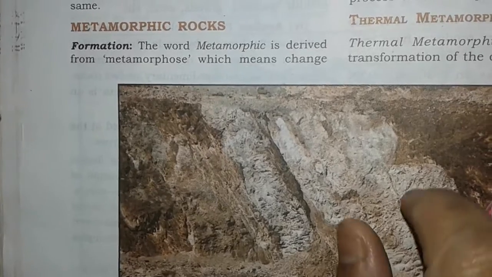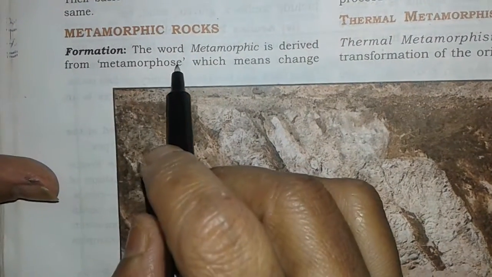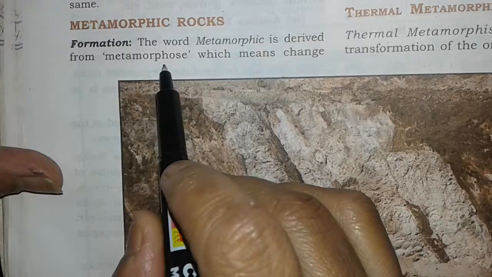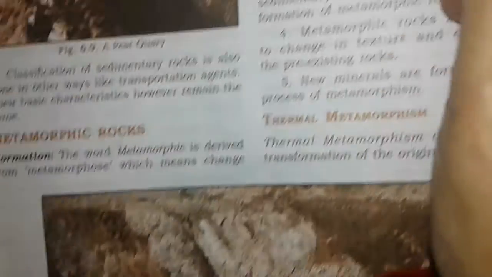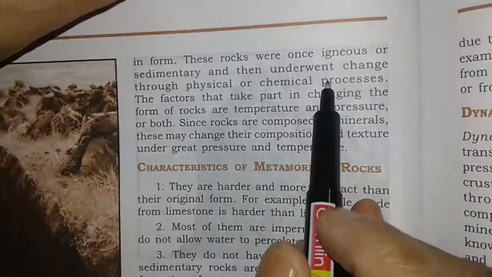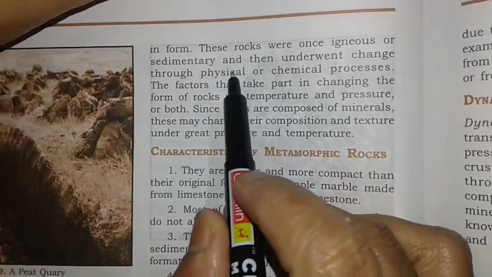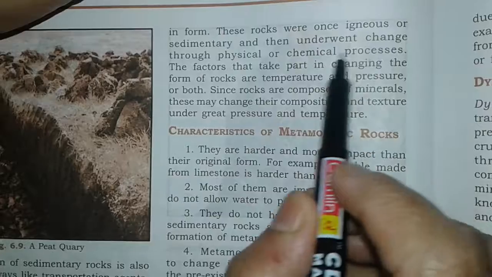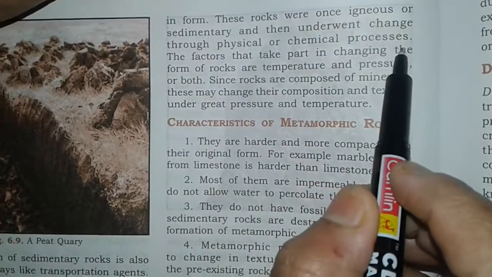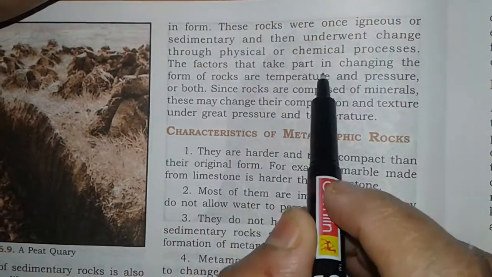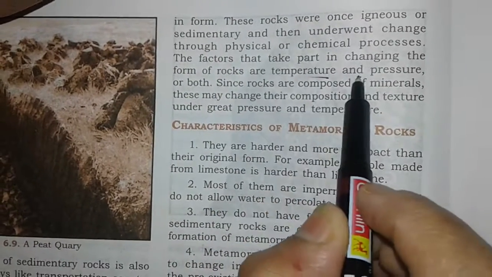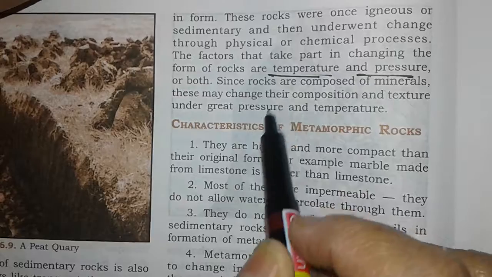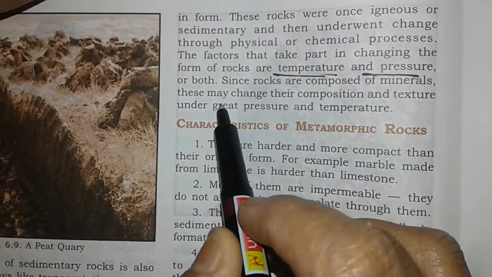Formation. How do the metamorphic rocks form? The word metamorphic is derived from metamorphose, which means change. Metamorphism means change in form. These rocks were once igneous or sedimentary and then underwent change through physical or chemical processes. The factors that take part in changing the form of rocks are temperature and pressure. Due to the pressure and temperature, they change and then form the metamorphic rock.